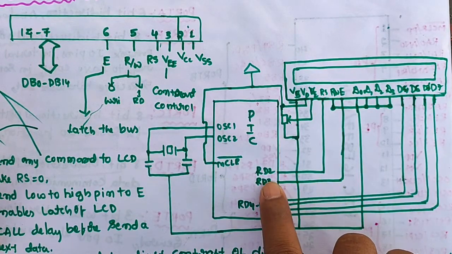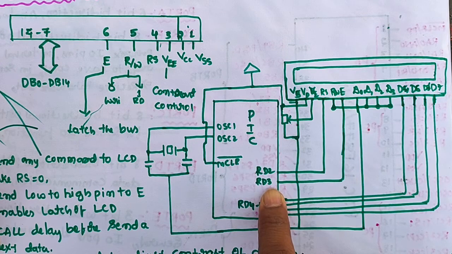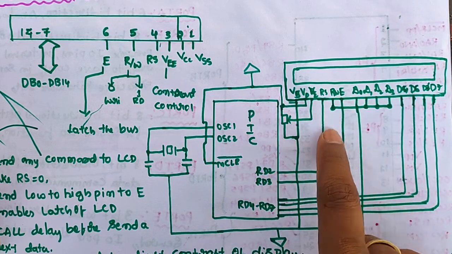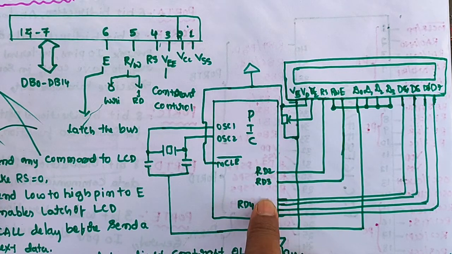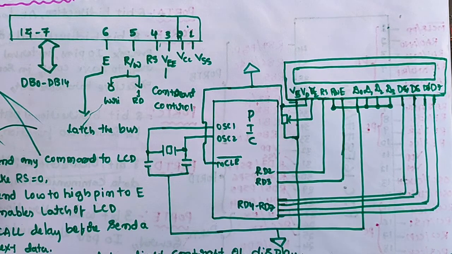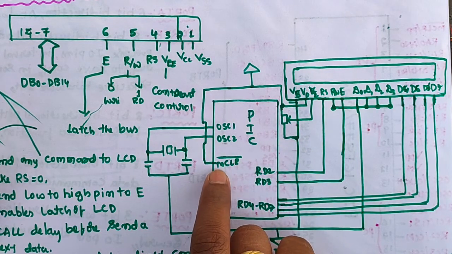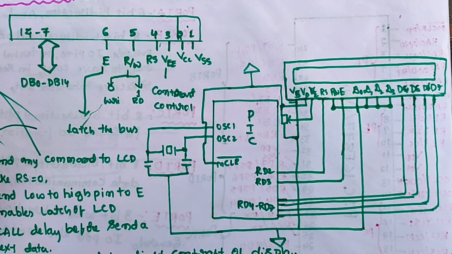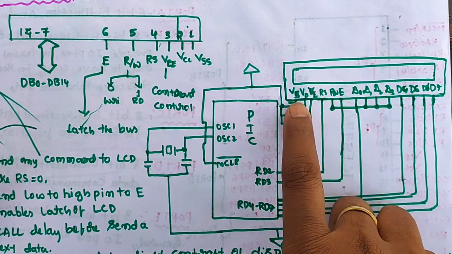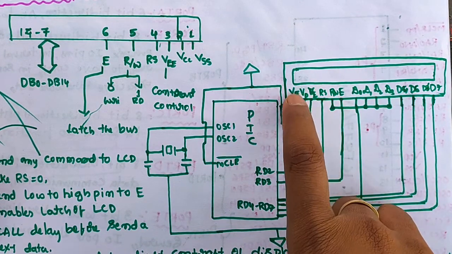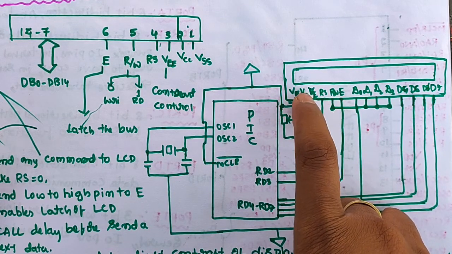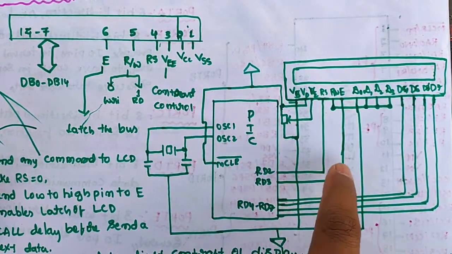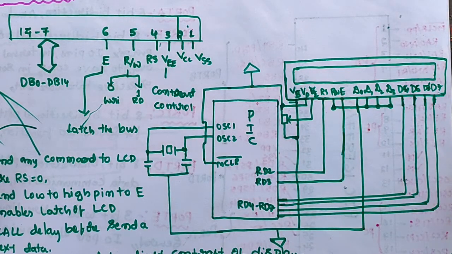The RS pin and the enable pin are connected to port D3 and D2. We need to make these two pins high to enable. Then VSS and VCC are the power supply, and the contrast setting will be done through these three pins. So these are the major connections of the PIC microcontroller with the LCD.